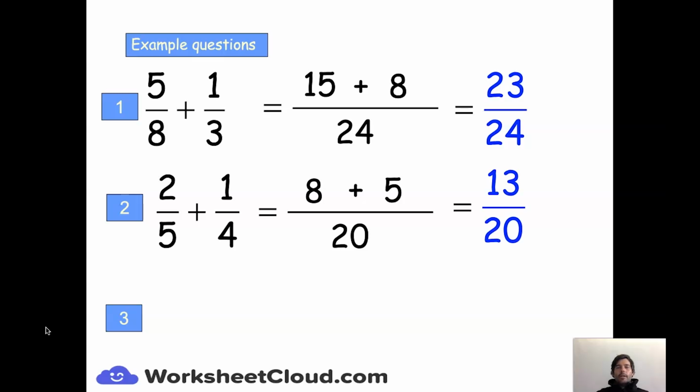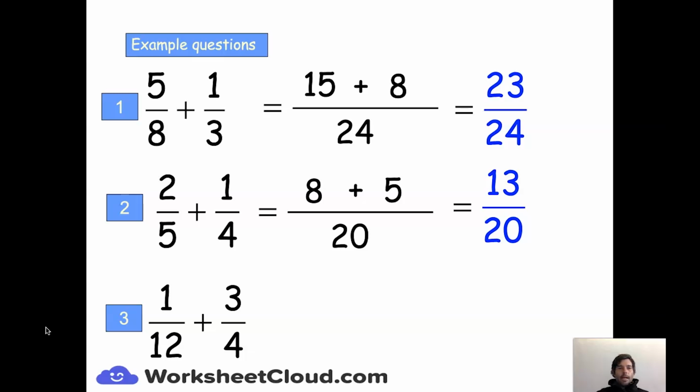And I add the numerators. 8 plus 5 is 13. And I keep the denominator 20. Your last question, 1/12 plus 3/4. Press pause and let's see if you can get the last one right.